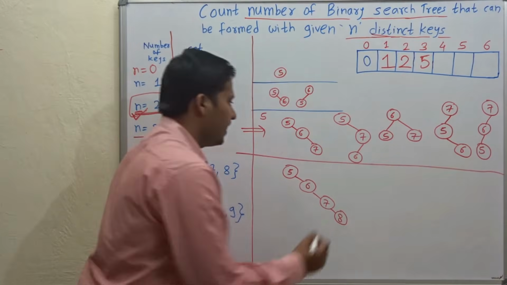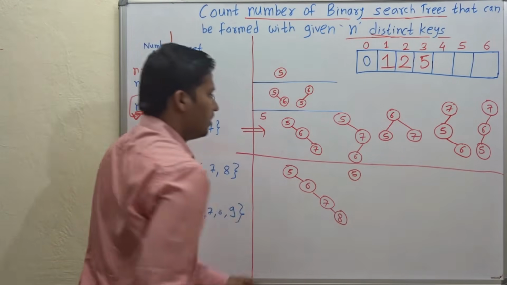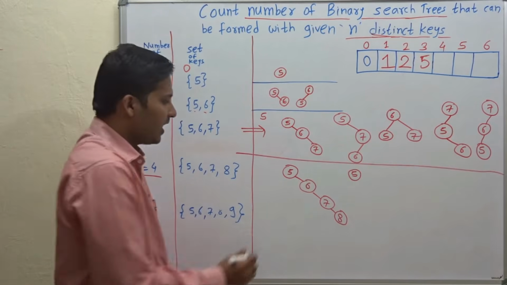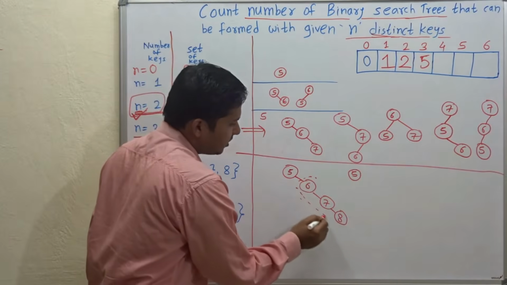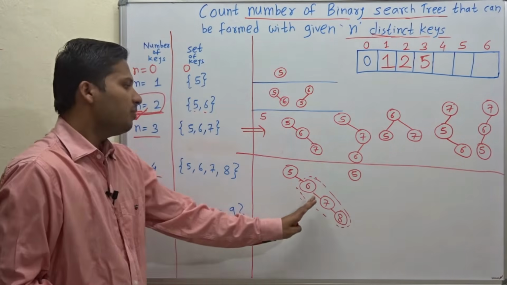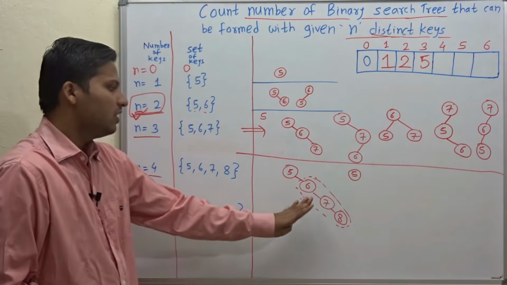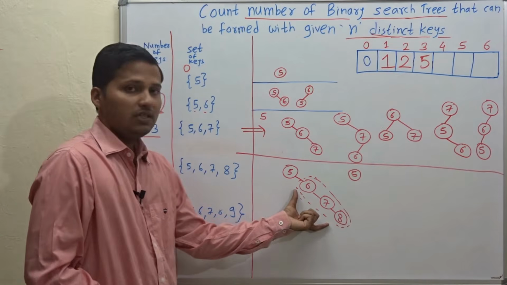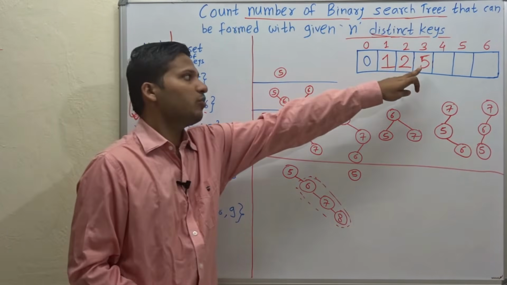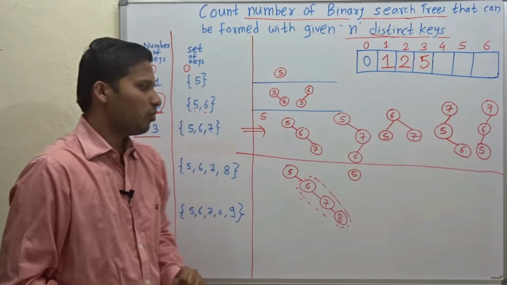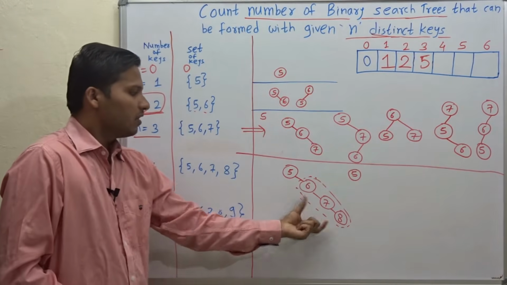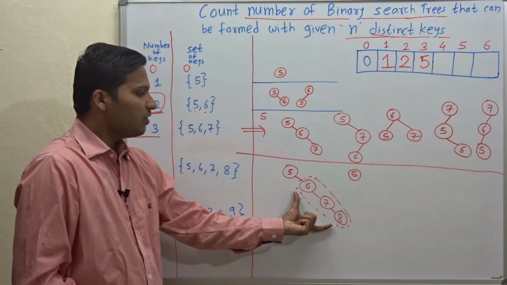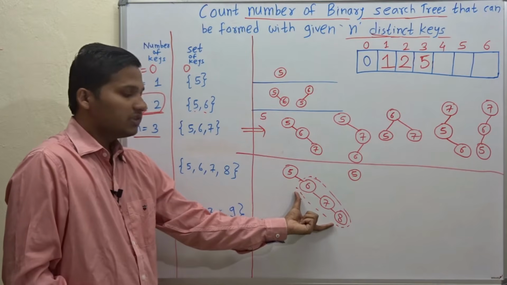Again 5, take it as the root. Now as we have fixed 5 as the root, we just have to access the variation of 6, 7 and 8. How many variations are possible for 6, 7 and 8? Obviously we know for n equal to 3, how many binary search trees are possible? 5 binary search trees are possible for n equal to 3, because 5 is fixed. And what we are going to do next is make a variation of these 3 keys.